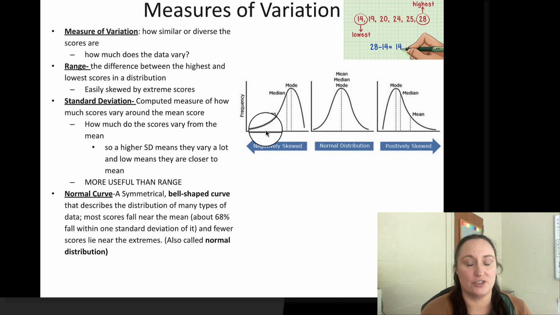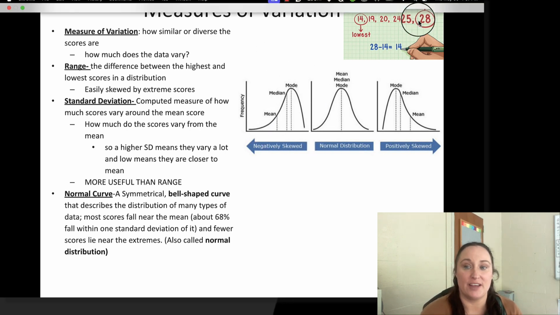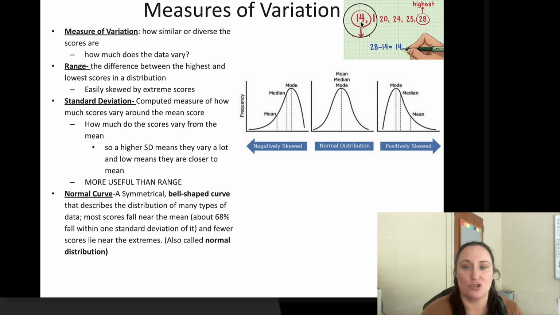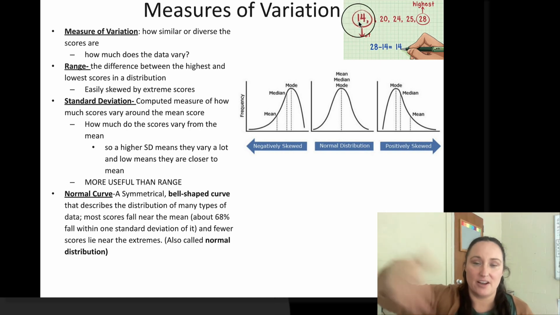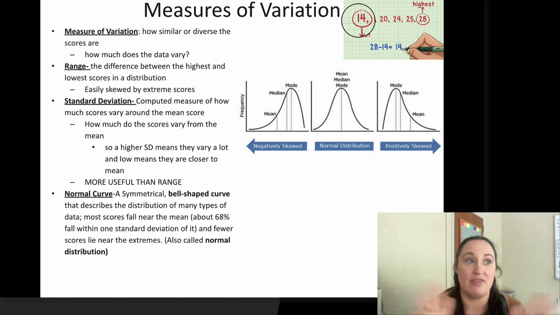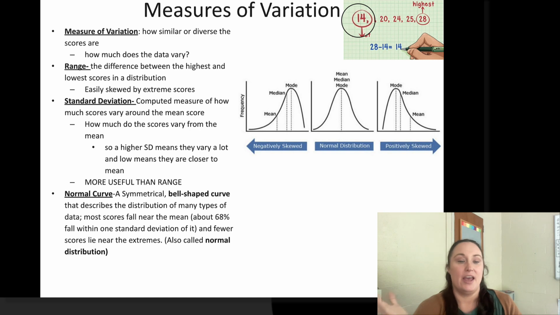The range is the one you probably already know, a measure of variation, where you take the highest number and you subtract the lowest number. So you would take the highest income, the Elon Musk income, and subtract the lowest income, and that's your range. You would get this huge number. And what does that tell us? It's easily skewed by those extremes, so it's not always useful.